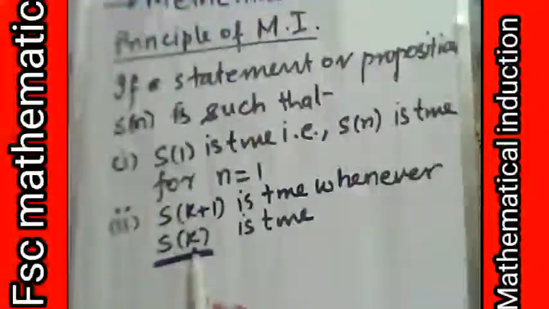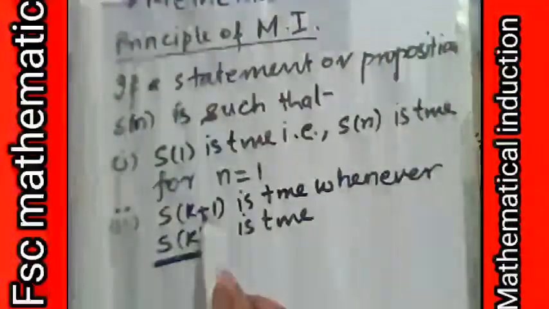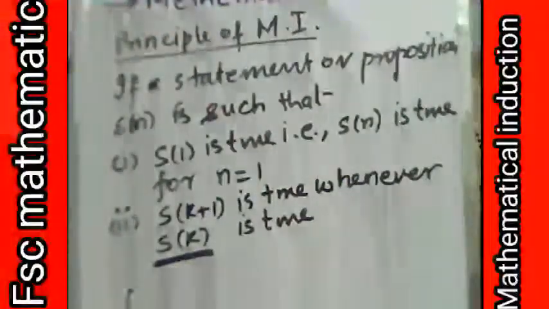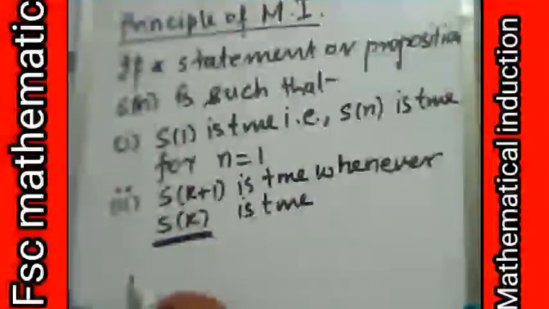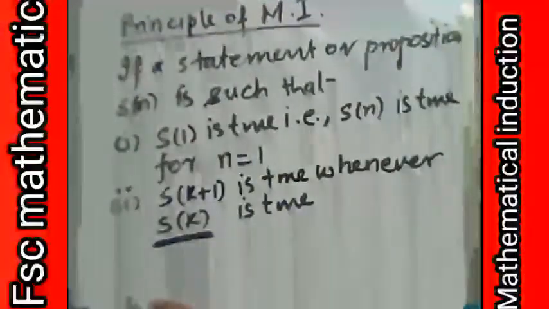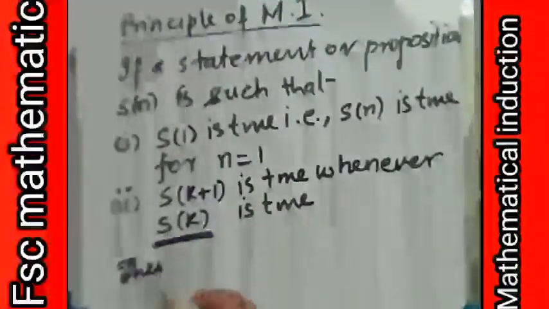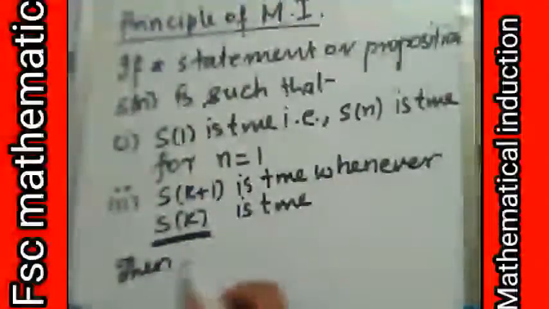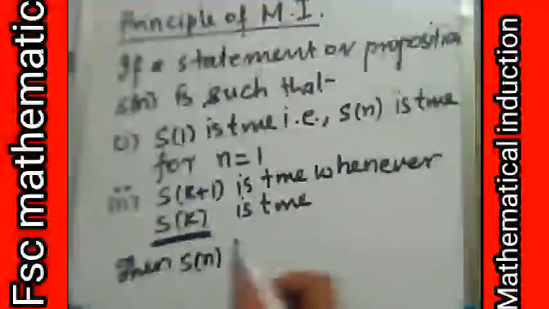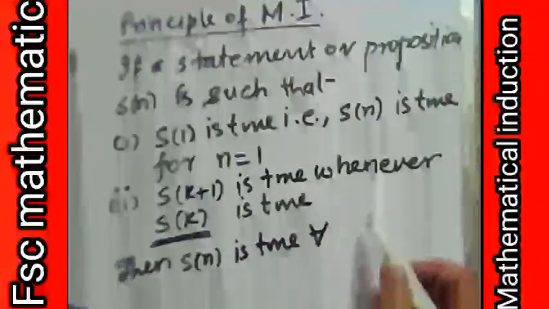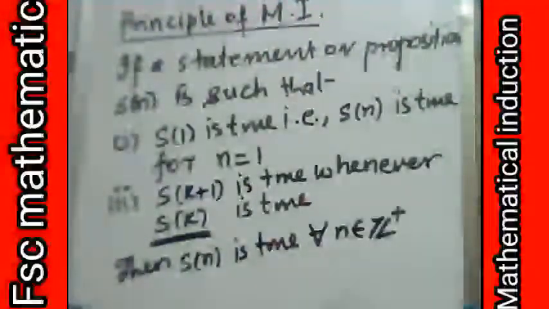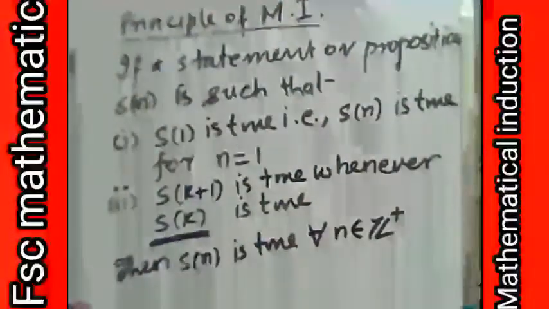So from one positive integer, if we can move to the next positive integer, then we can draw a conclusion. This is the mathematical induction principle. Then the conclusion is that S of n, the given statement, is true for all positive integers. So the conclusion is drawn here.